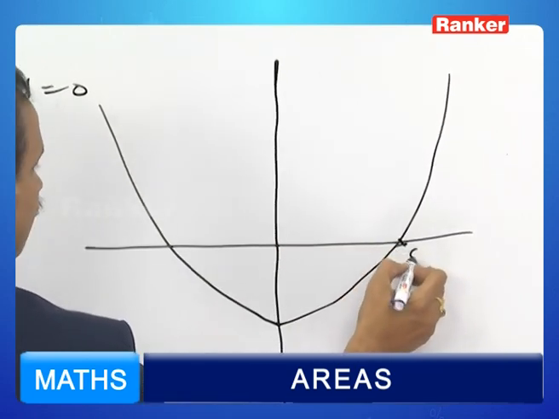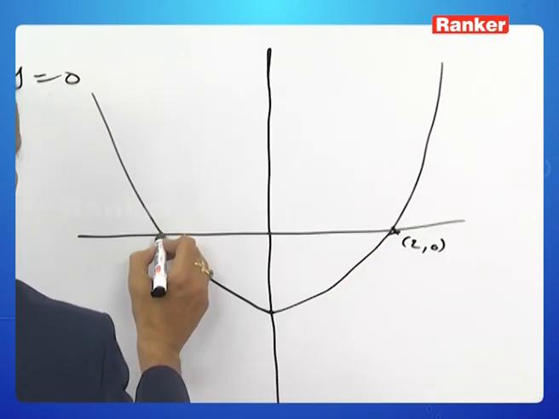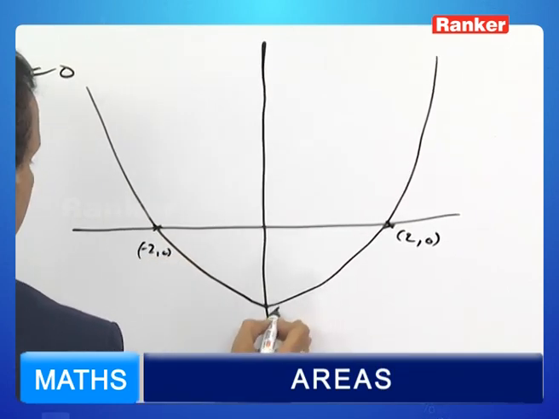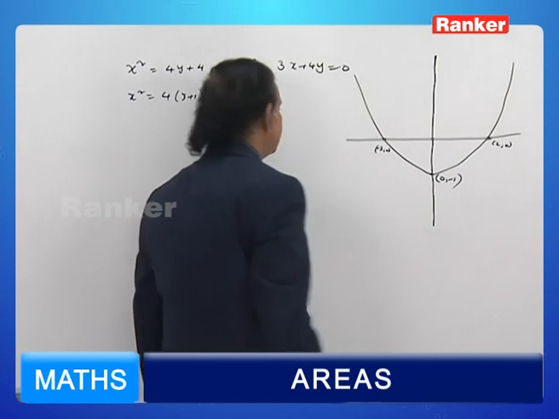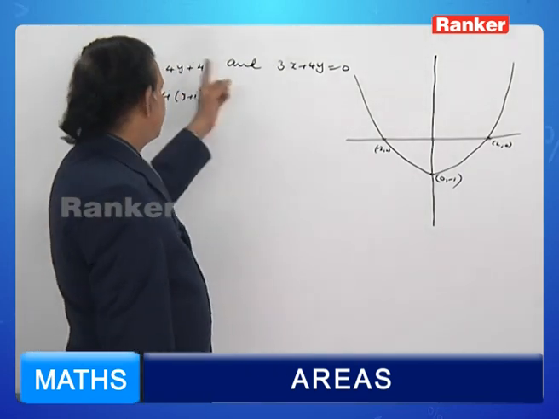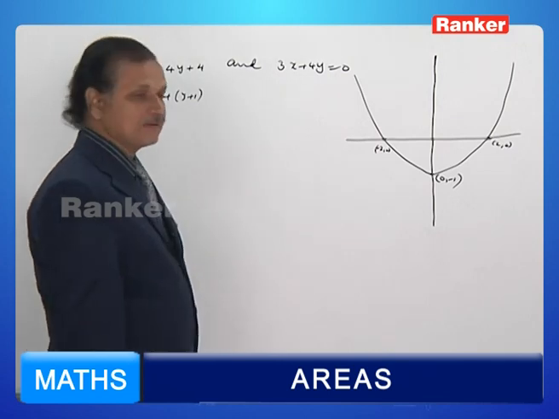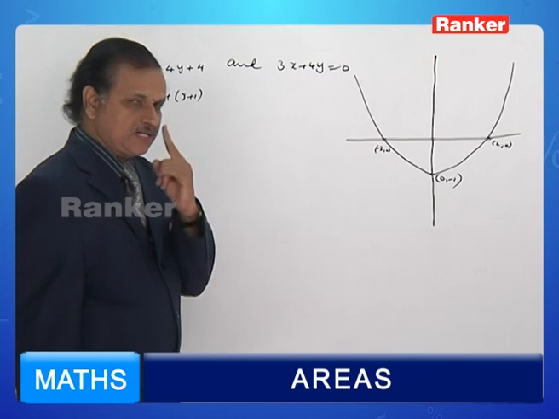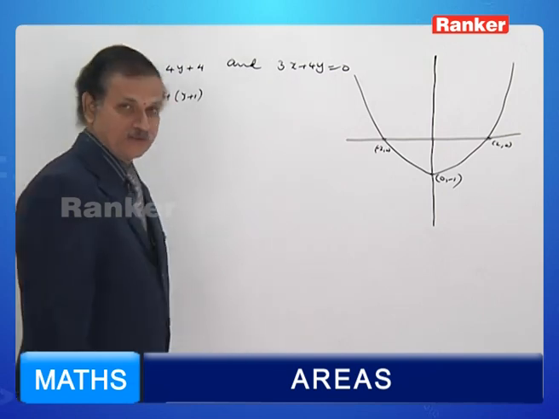This is (2, 0). This is (-2, 0). This is (0, -1). This is about x² = 4y + 4 and 3x + 4y = 0. When and where do they meet? That is the special case of investigation now.